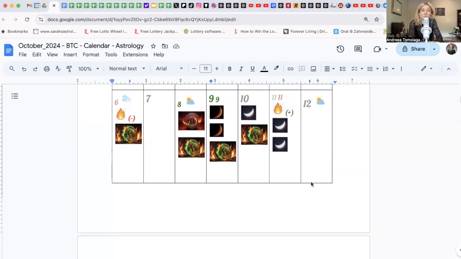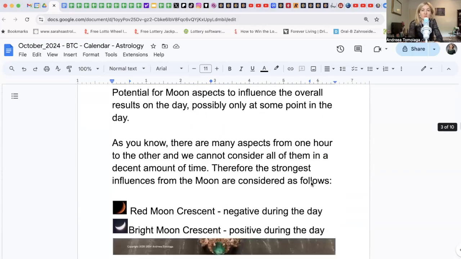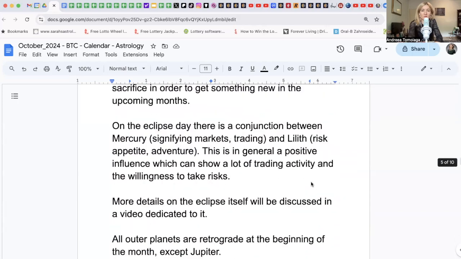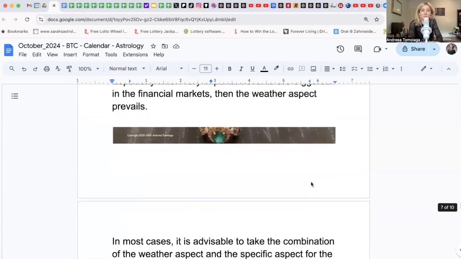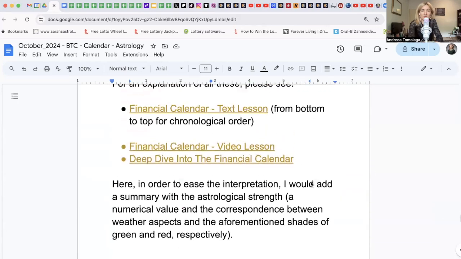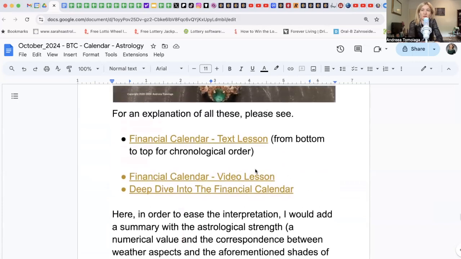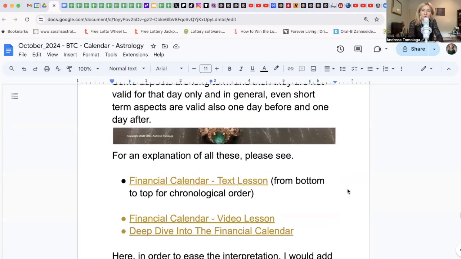I would go through the calendar, but I want to pinpoint that you can really go through all these at your own pace. And how can you do that? I do have a text lesson on my website. I do have a video lesson and also a longer video lesson. I think it's over 1 hour, a deep dive into the financial calendar. And I invite you to explore this.